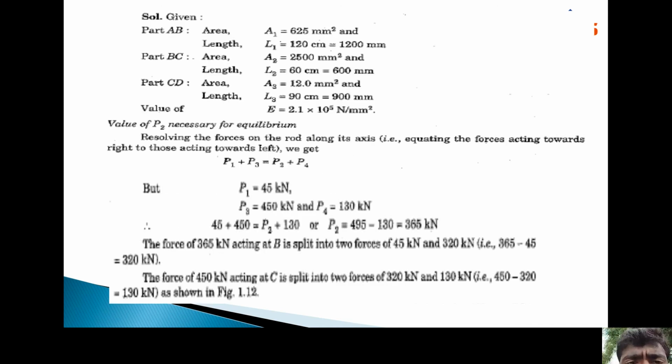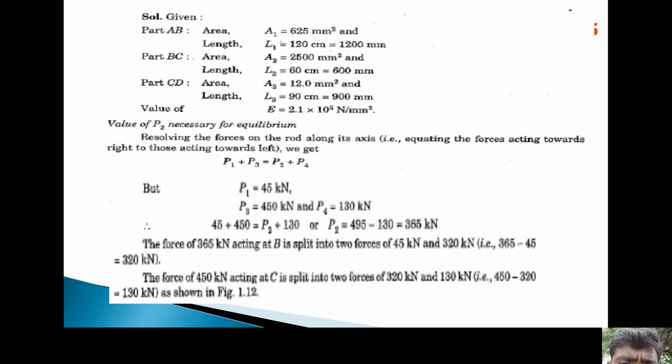Okay, given data: part AB area equals 625, L1 equals 120 centimeters, that equals 1200 mm. Part BC area A2 equals 2500, length L2 equals 60 centimeters, that equals 600 mm. Area A3 equals 1250 mm square, length equals 90 centimeters, that equals 900 mm. E equals 2.1 into 10 power 5 Newton per mm square.